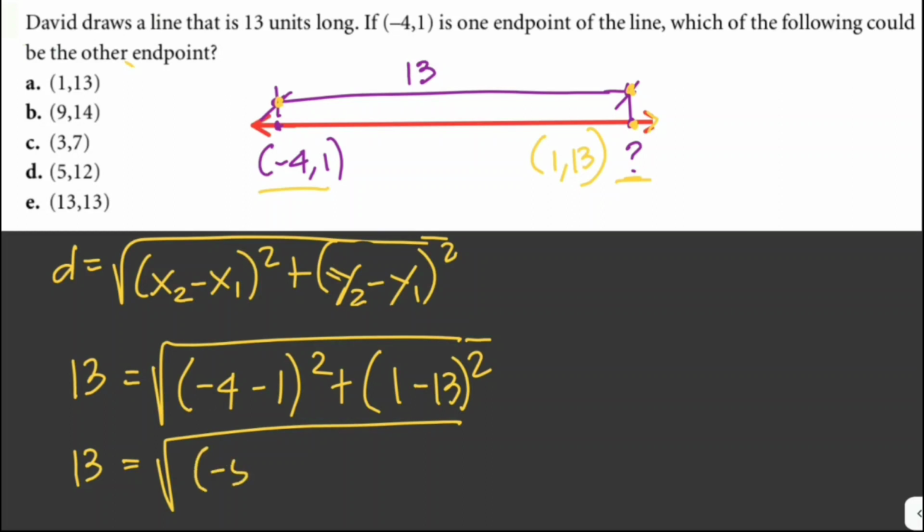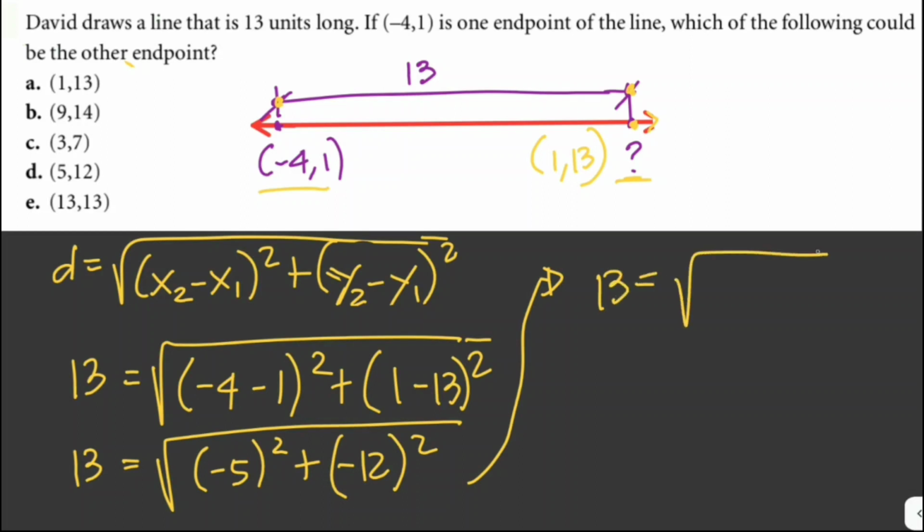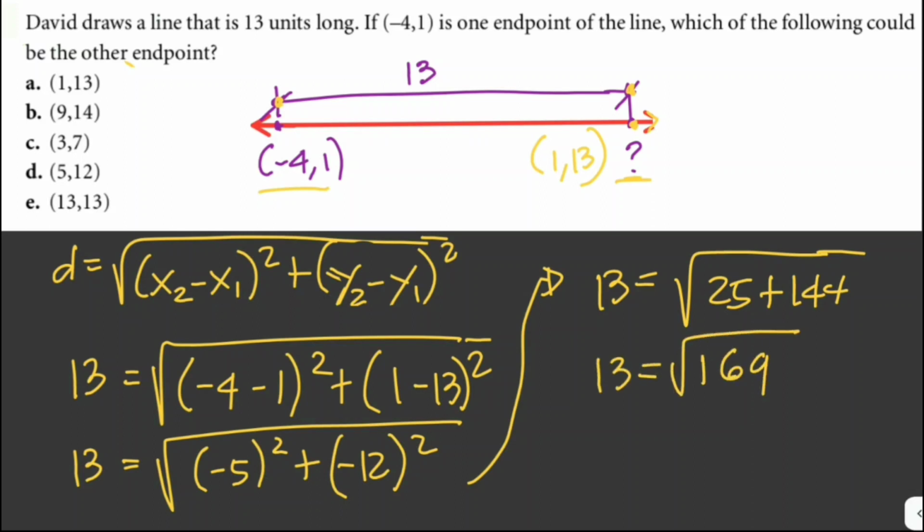So this is negative 5 squared plus negative 12 squared. So 13 equals 25 plus 144. This is just equal to 169. And the square root of 169 is just equal to 13. And there, the right and the left results are just equal. So that means this point is correct. So the answer is letter A.